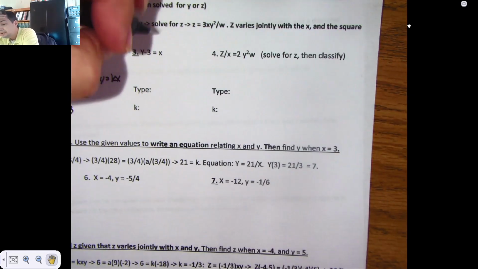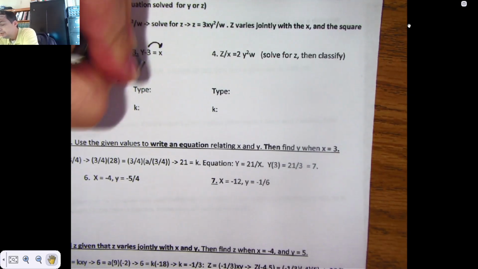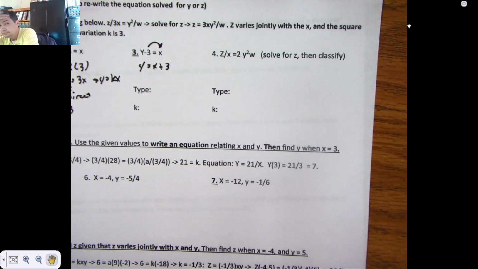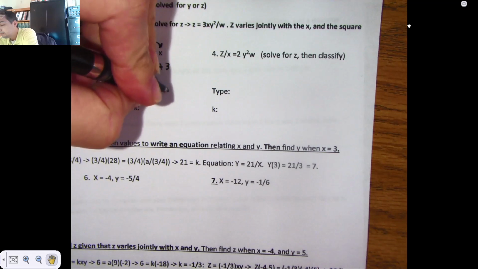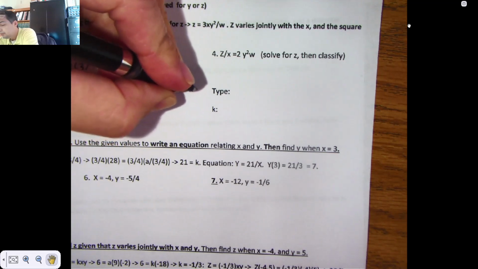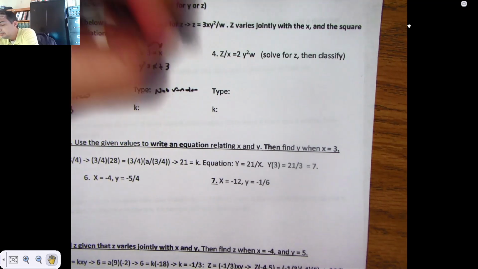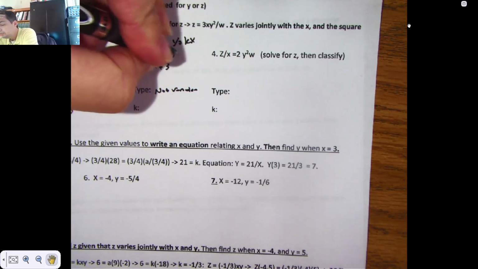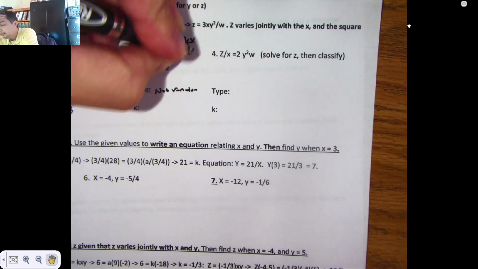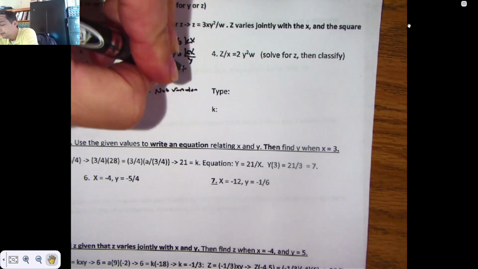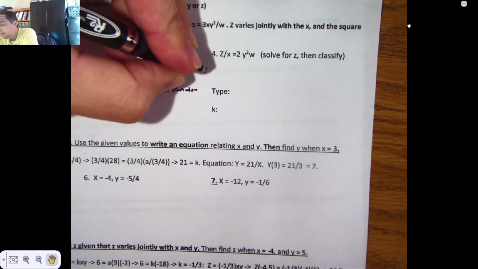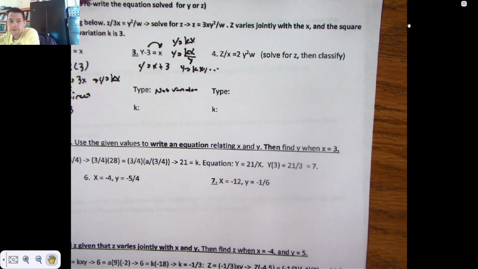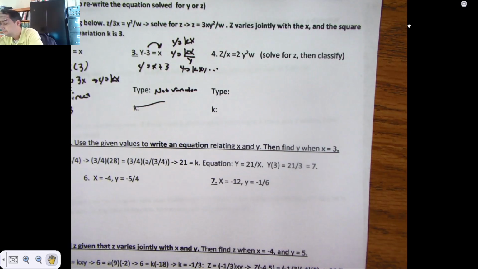This third one up here is highlighted. We just add 3 to each side and we get x plus 3. This is not variation. This is a line. What you've been informed of is y equals kx. You've been informed of y equals kx over y, or y equals kxy. So this is not variation of any sort, no k value.